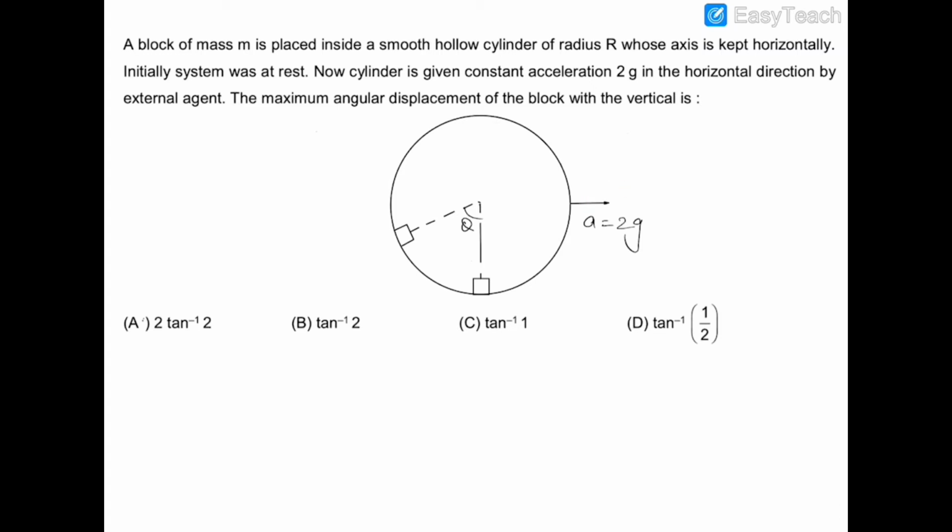Now we need to find out the maximum angular displacement which this block will have in the backward direction with respect to the cylinder. So again, when we are asked to find out the maximum angular displacement, we need to balance the energies, and hence I am writing that pseudo force F equal to ma is acting in the backward direction and mg is acting in the downward direction.